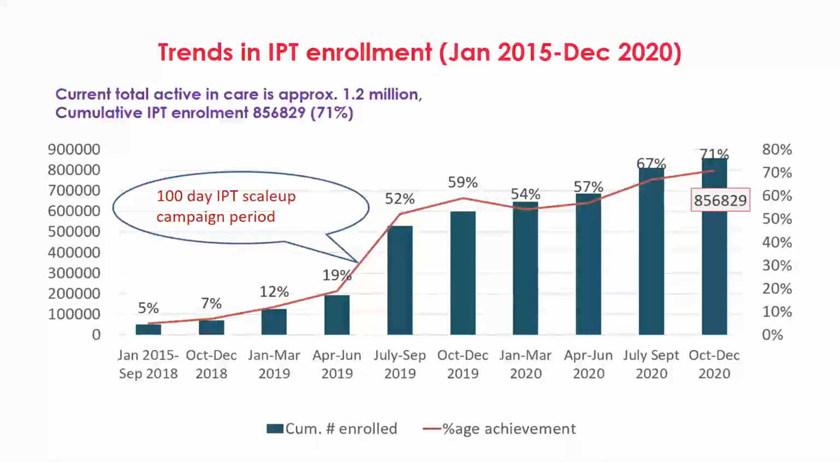And for that period, you see that we were able to improve from 19% to around 52% by the end of September 2019. And thereafter, we have continued to enroll PLHIVs on INH, and by December 2020, we had reached 71% and enrolled at least about 856,000 PLHIVs on INH. Currently, we are standing at about 73%, but since our data is reported in quarters, I didn't want to put that there because the quarter is not yet complete.